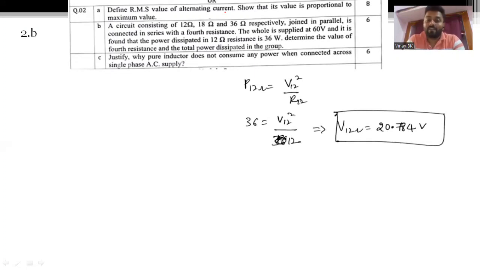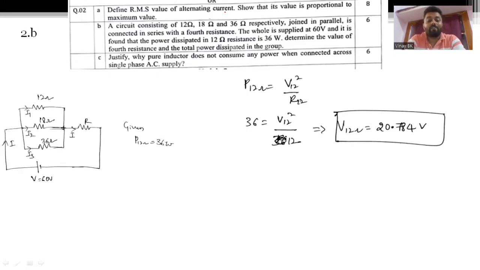And the whole circuit is supplied by 60 volts, and it is found that the power dissipated in the 12 ohm resistance is 36 watt. They have given the hint now. What is the hint? The power dissipation in 12 ohm will be 36 watt. What you have to find: the value of the fourth resistance, nothing but the unknown resistor R, and the total power dissipated in the group, that is P.